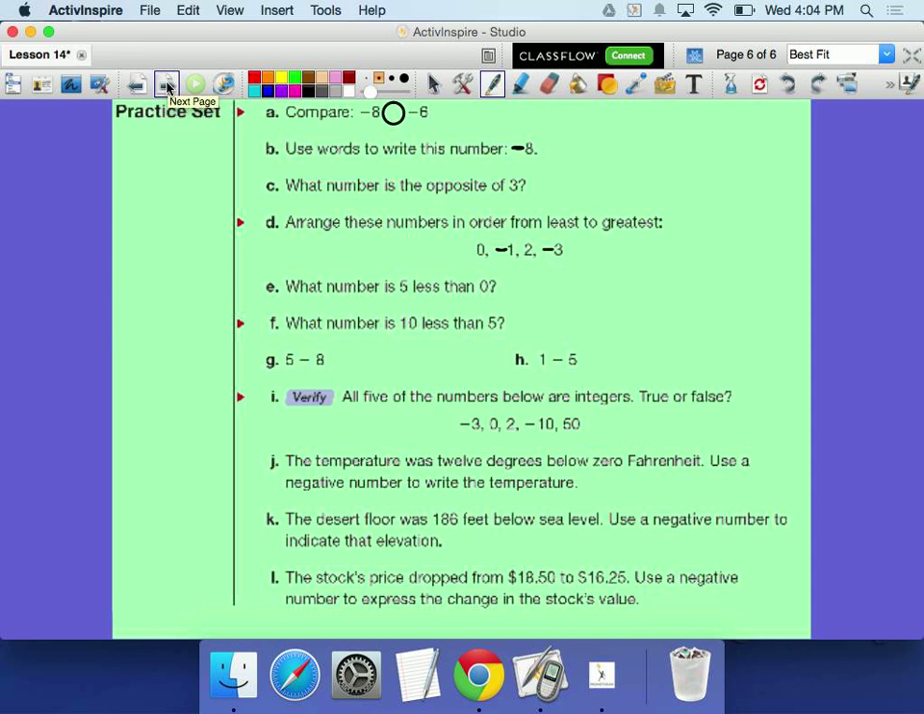Leads us to the practice set. Big practice set today. Go ahead, do all of them, A through L. We'll go through these in class. Make sure if you have questions, you bring them to class. So go ahead and do them. We'll go through all of them in class so that we know what we're doing.